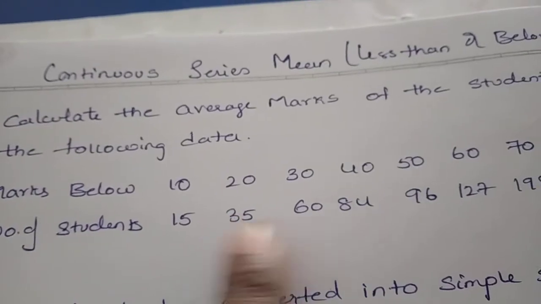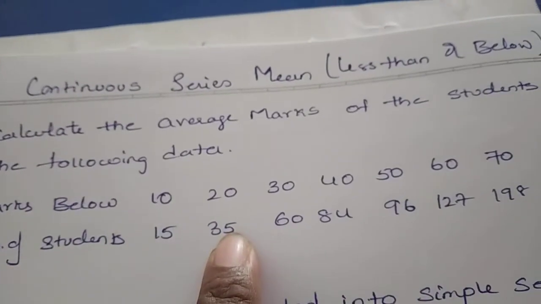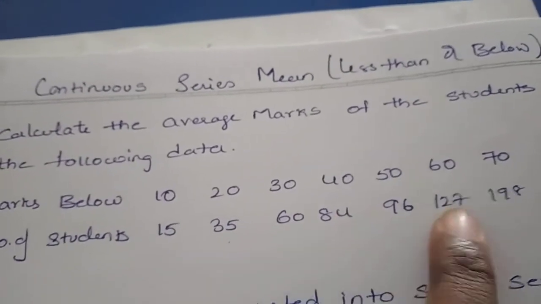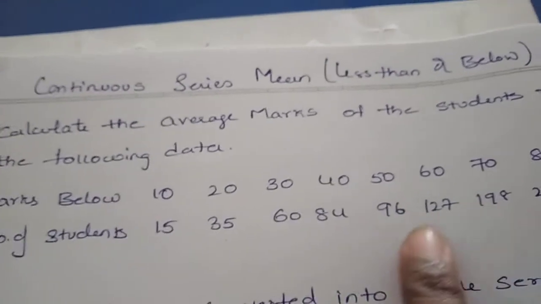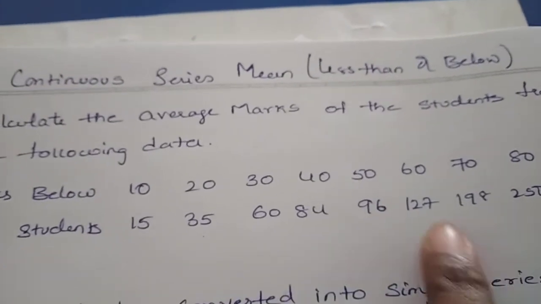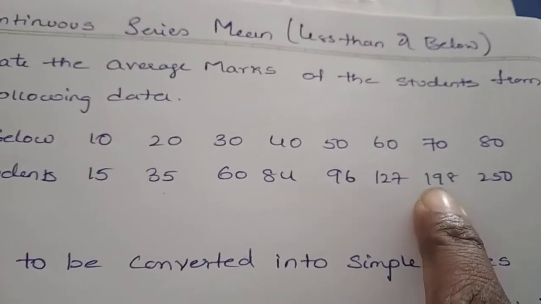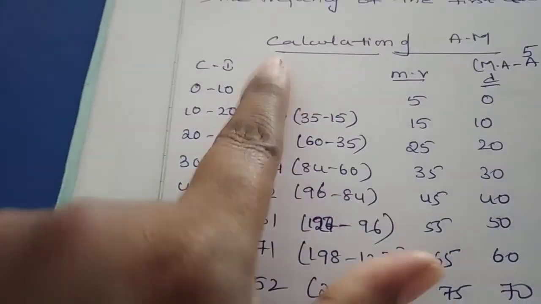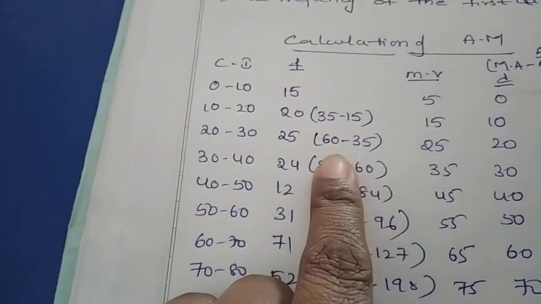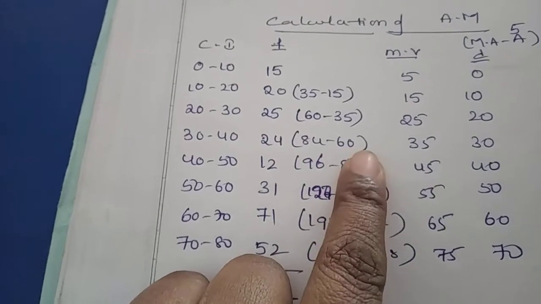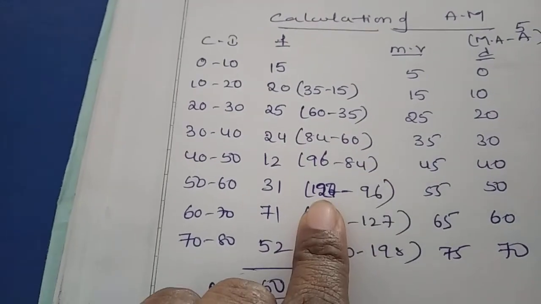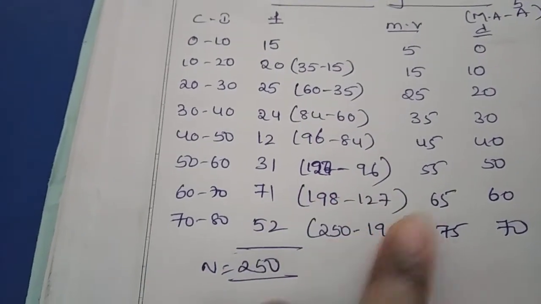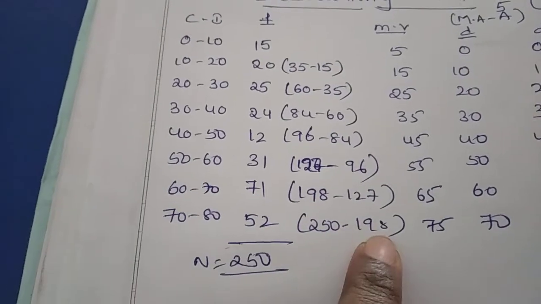Next, for 20 to 30, how do we have to do it? 60 minus 35. Next, 84 minus 60, 96 minus 84, 127 minus 96, 198 minus 127, 250 minus 198. Okay, see, I have already done the calculation here. See here how I have calculated the frequency: 35 minus 15, 60 minus 35, 84 minus 60, 96 minus 84, 127 minus 96, 198 minus 127, 250 minus 198.